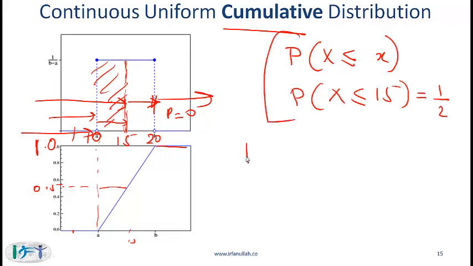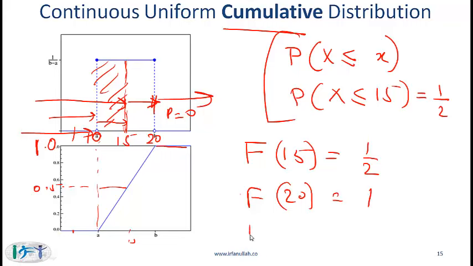Cumulative probability is also expressed using the letter F. So F(15) in our example is the probability that the random variable is less than or equal to 15, so that is 1 over 2. F(20) is equal to 1. F(100), so anything more than 20, would also be equal to 1.